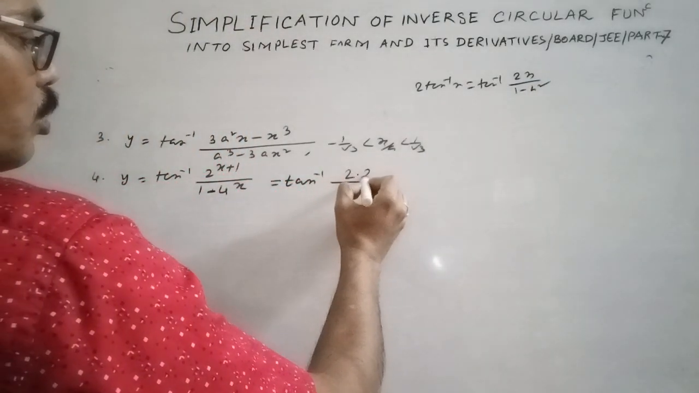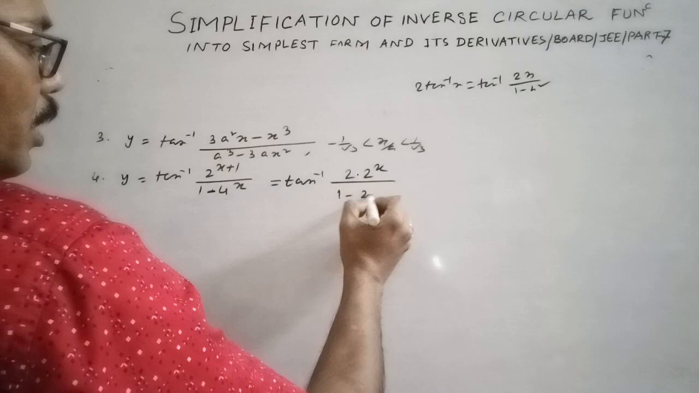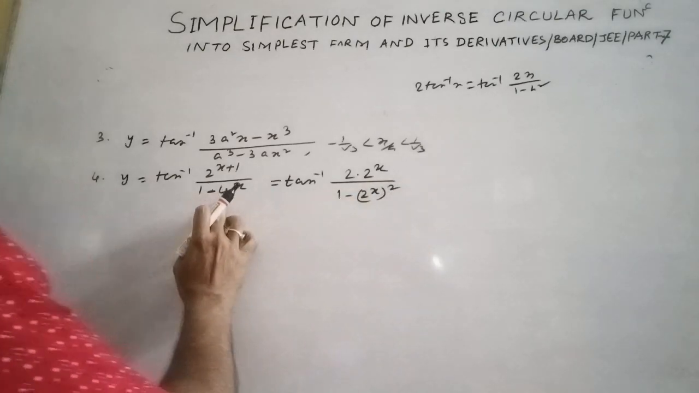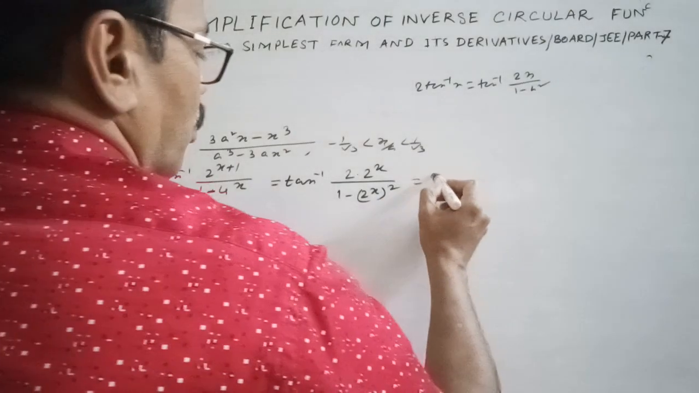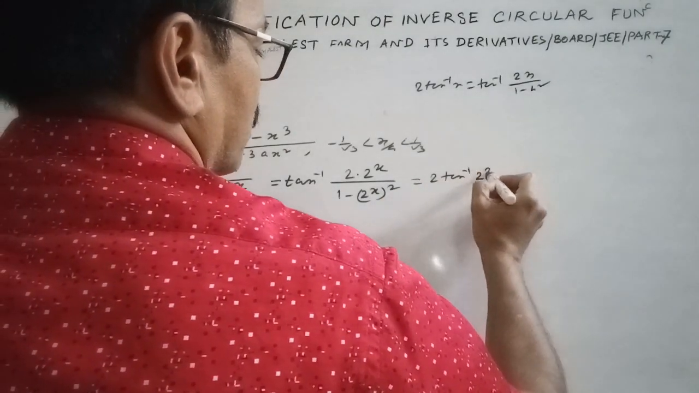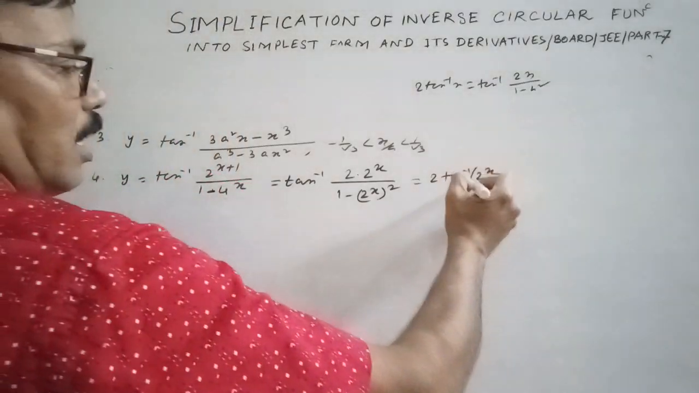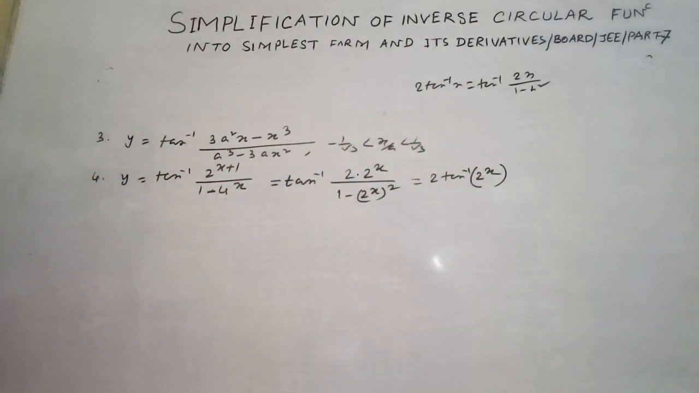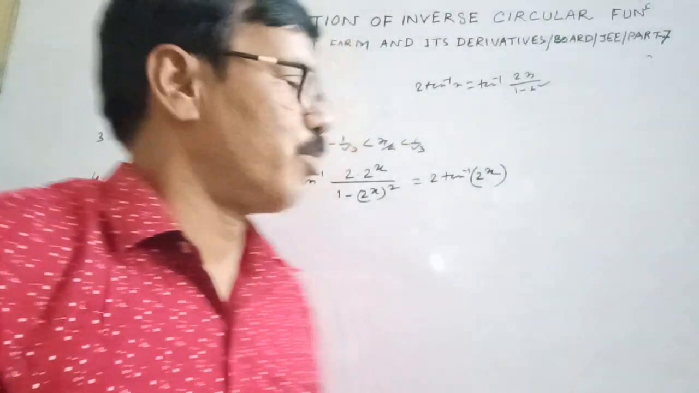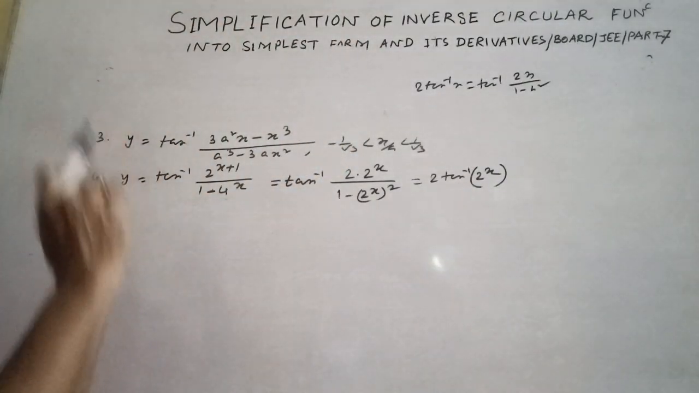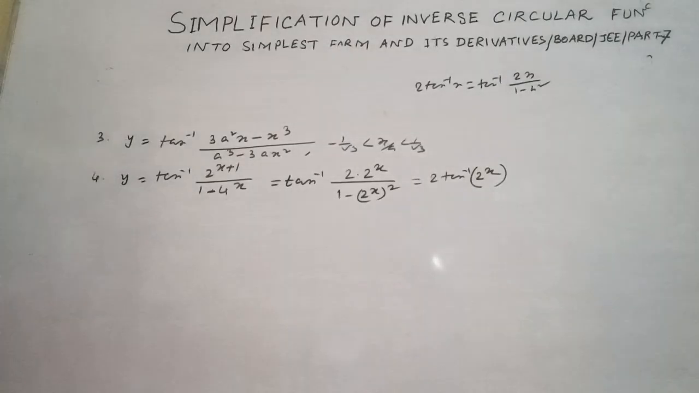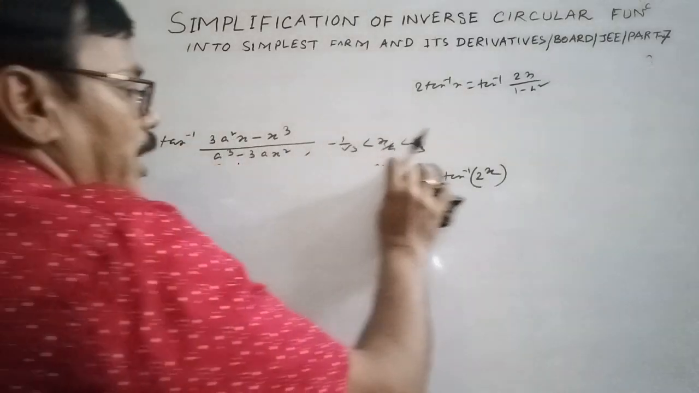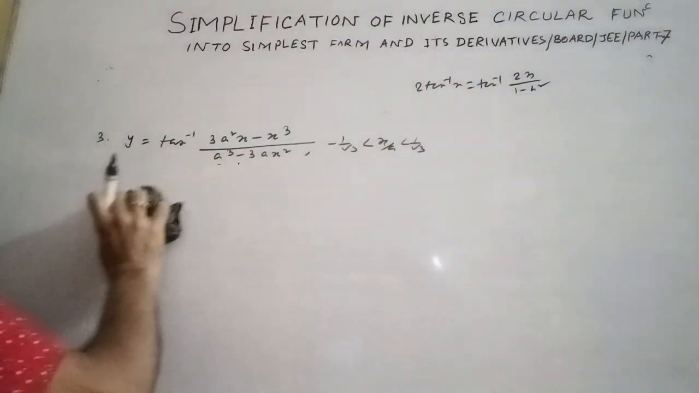So 2 into 2 to the power x, and 1 minus 4 to the power x means 1 minus 2 to the power x whole square. So it is the formula of 2 tan inverse x. Now the argument is 2 to the power x, so this is the simplified form. Then you perform the derivative. So your main aim is to express it in its simplest form.